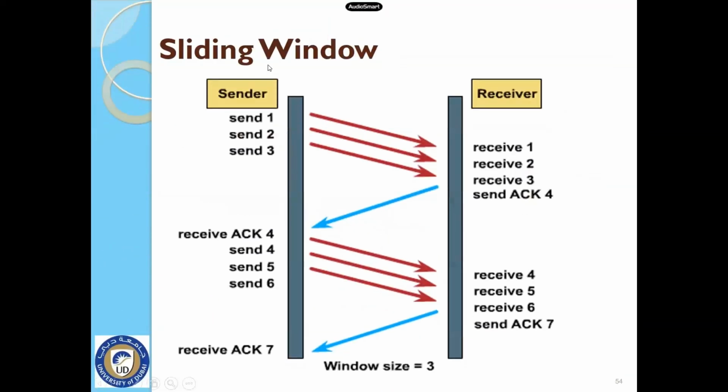But you can have larger windows. Like in this one here, I'm sending 3 packets at a time. So here the window size is 3. The sender will send the first 3 packets. The receiver receives 1, 2, 3 and says, okay, I'm ready to receive packet 4. The sender receives the acknowledgement for packet 4, and will send 4, 5, and 6. It then receives an acknowledgement to receive packet 7, and so on.